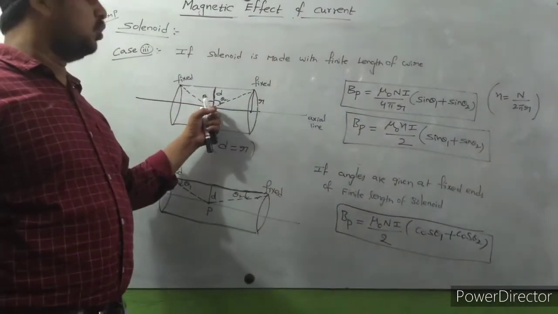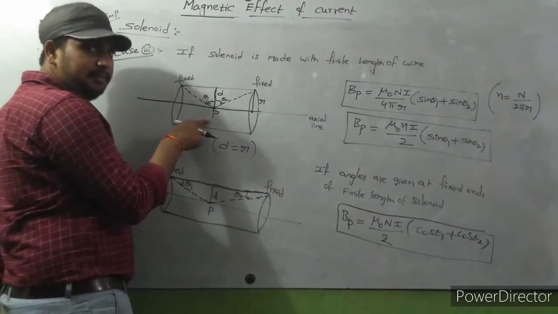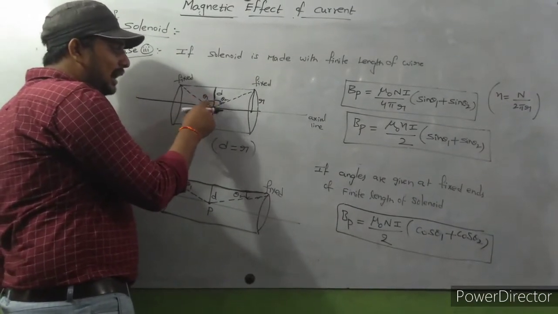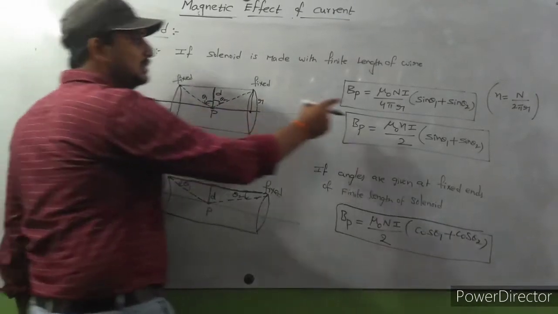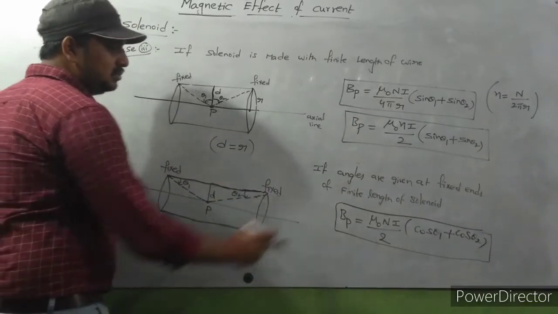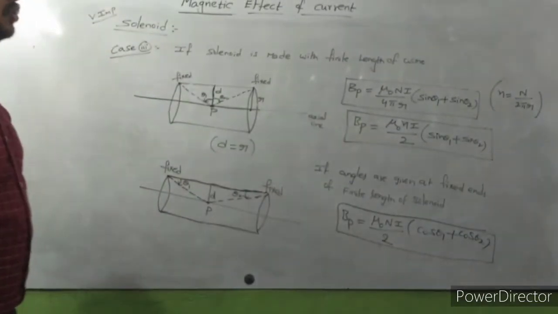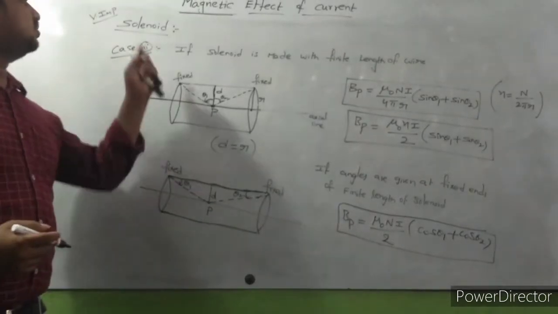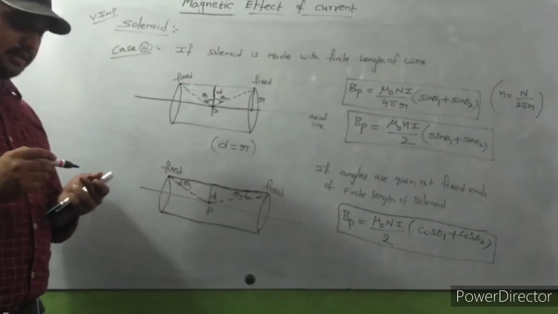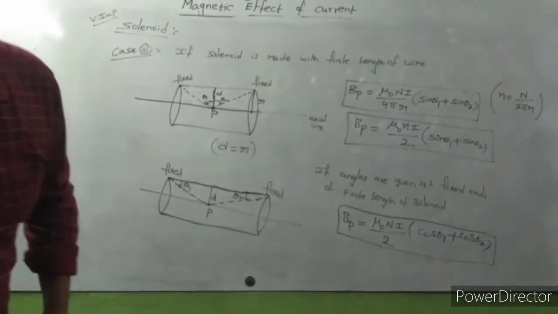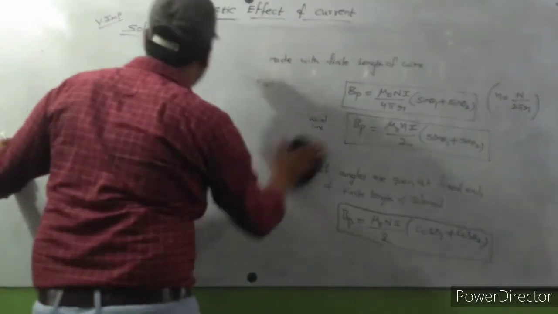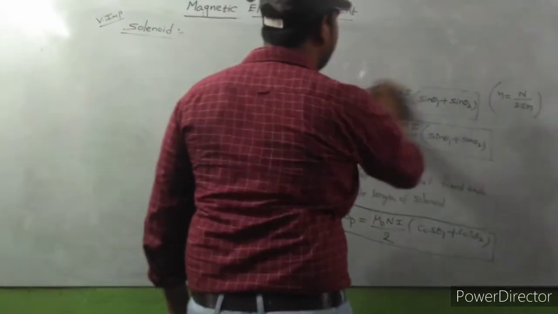If angles are given at a point, observe here, this is a point P. We need to find the magnetic field at this point P. So here angles are given, the angle made with this point, that time we will consider sin theta 1 plus sin theta 2. If angles are given at fixed ends, we consider the formula mu naught n i by 2 into cos theta 1 plus cos theta 2. So this is the case if the solenoid is made with a finite length of wire. Next is case 4 based upon this solenoid.